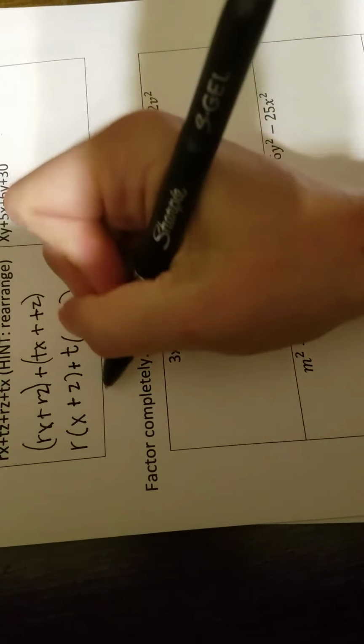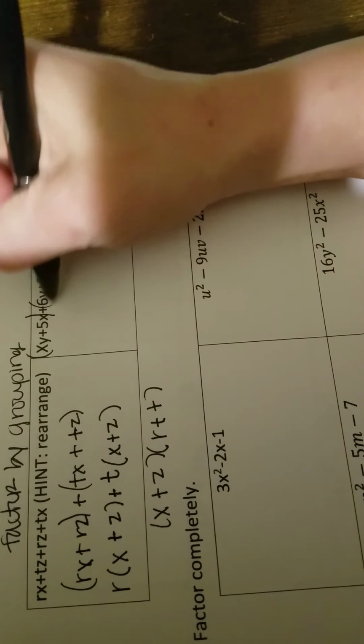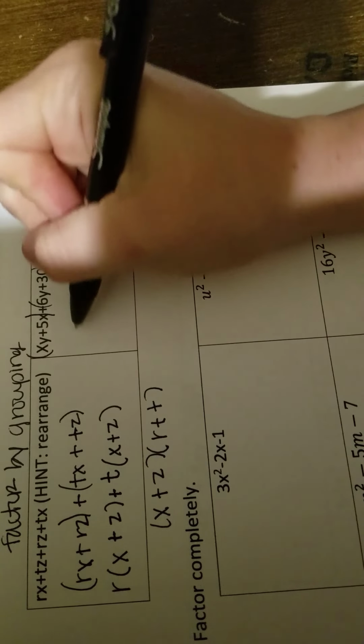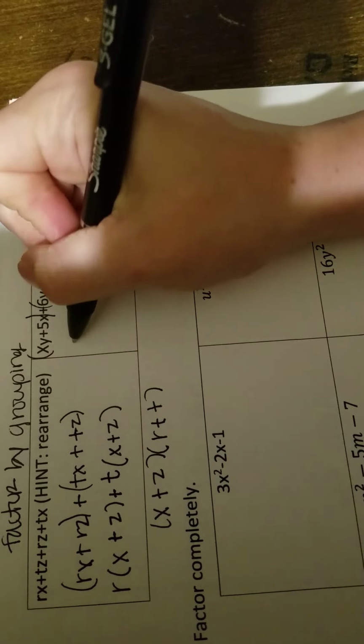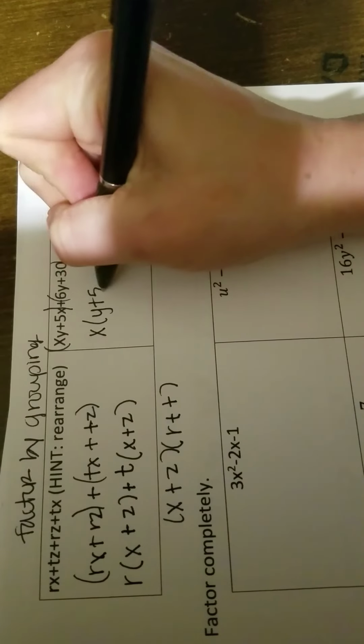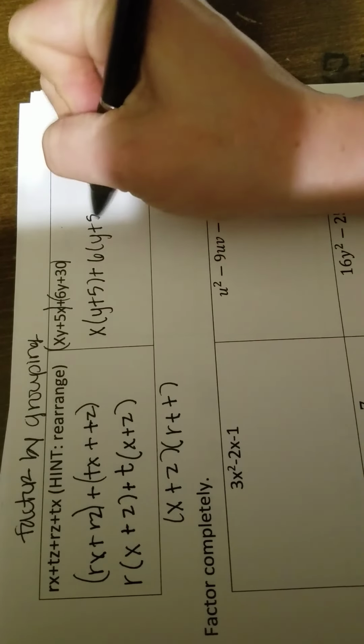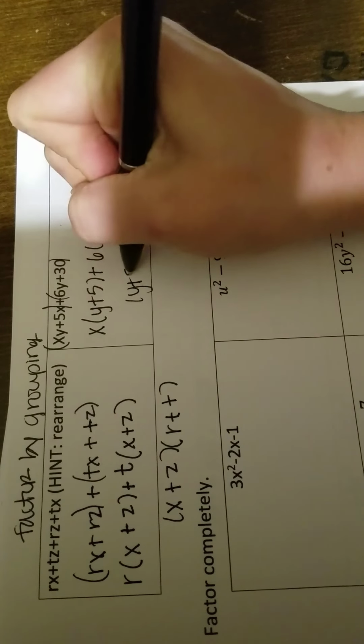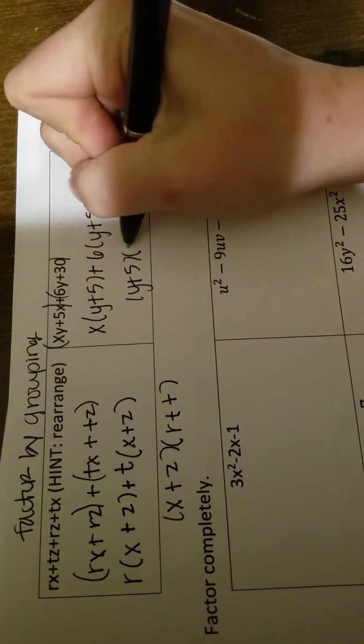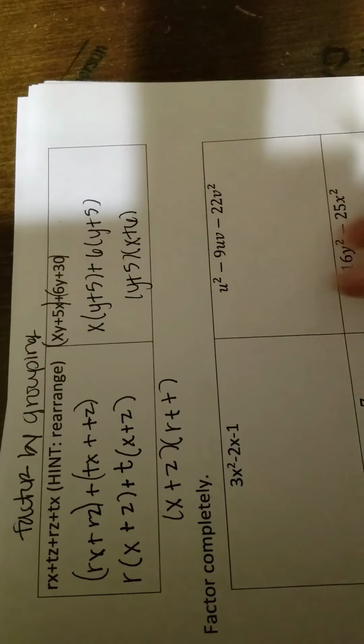Up next is another factor by grouping, and we'll pair these up. We'll get the X out of here. I know that showed up capital, but it's supposed to be lowercase. Leaving behind your Y plus 5. Bring your plus sign down. Get your 6 out of there, leaving behind your Y plus 5. Then your final factors will be the Y plus 5 and the X plus 6 together.